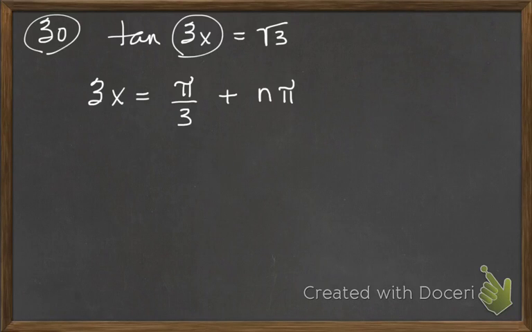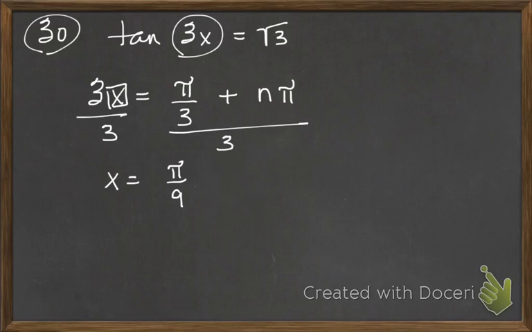To solve for x, you're going to have to divide both sides by 3. And x is going to end up being pi over 9 plus, and I'm just going to leave this as n pi over 3. Divide both the terms in the top by 3.